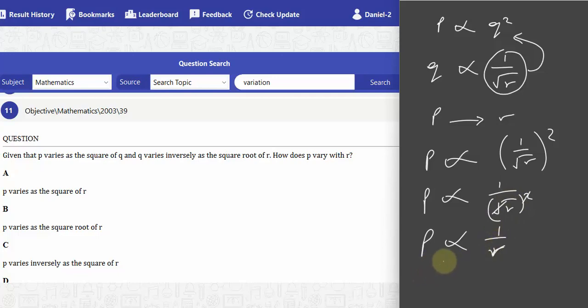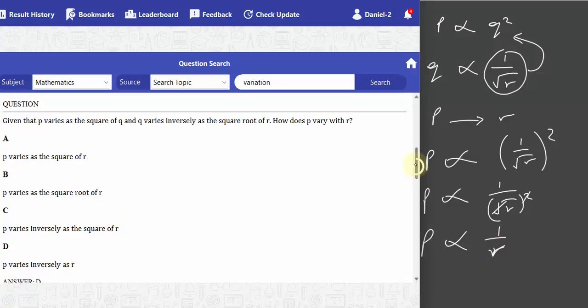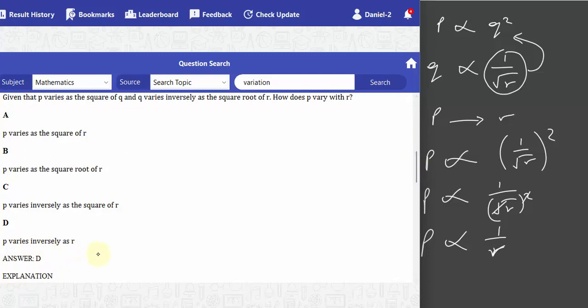Which means p varies inversely as r. So that's what it means. P varies inversely as r, and that becomes the answer. P varies inversely as r, and that makes option D the correct option. So this brings us to the end of question solving under variation.